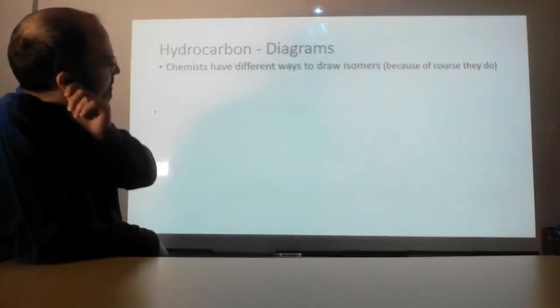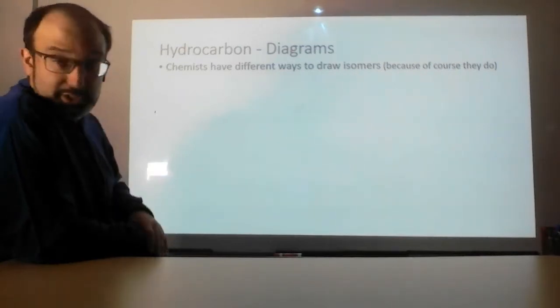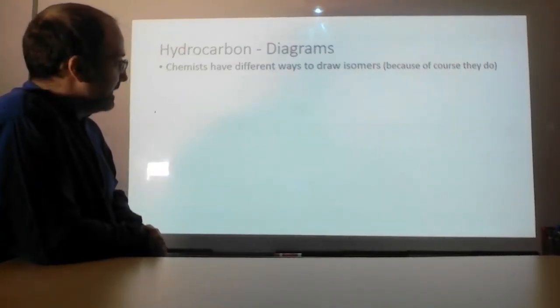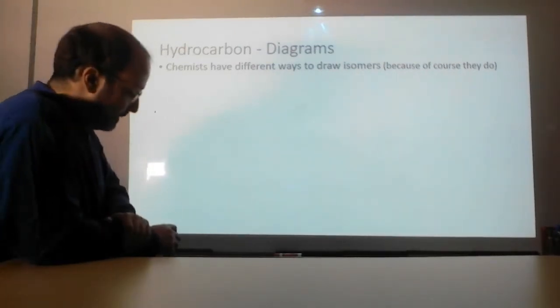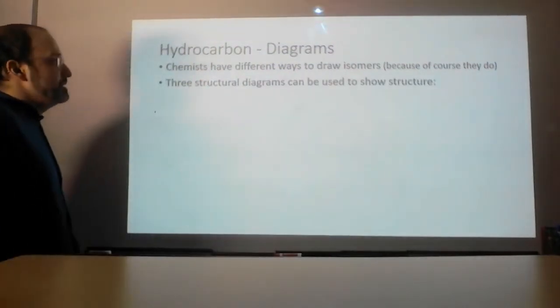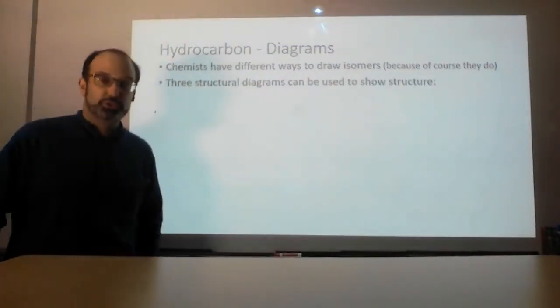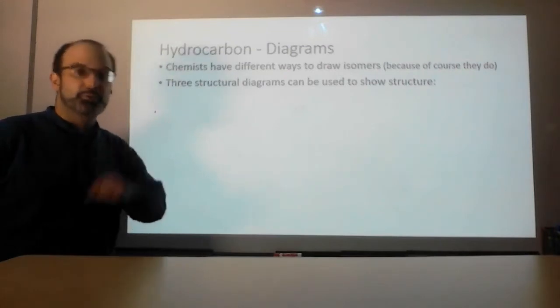So chemists have different ways to draw isomers because, of course, they do. They can't be consistent on anything, can they? Except for naming things badly. So 3 structural diagrams can be used to show the structure. There's 3 basic ways to draw this, okay?